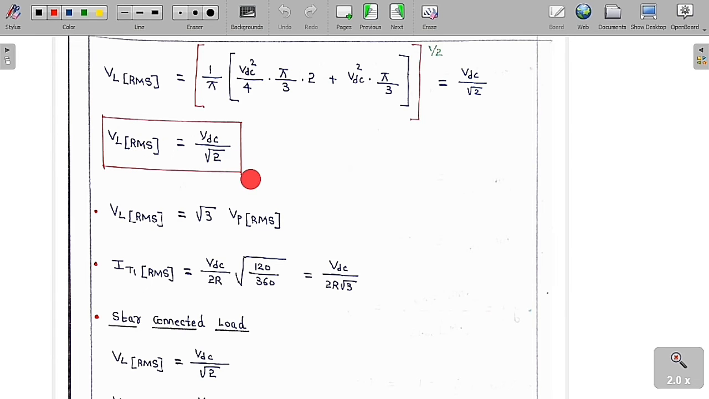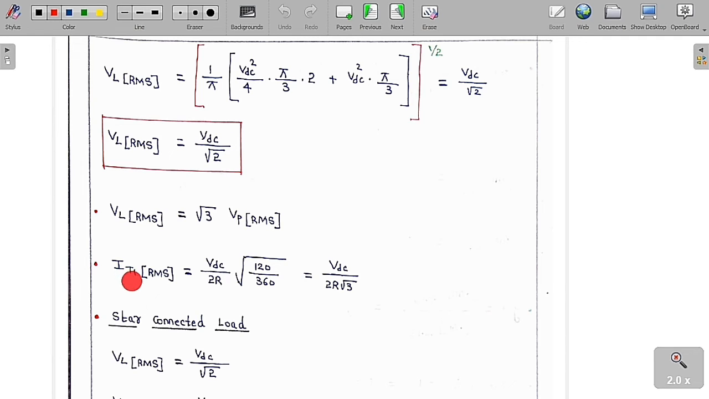This is the thing that you need to remember. If you remember this, you can easily go for the other things also. The line voltage RMS value is equal to VDC by root 2. The line voltage RMS is equal to root 3 into V phase RMS. If you remember this one equation and substitute, we are going to get the phase voltage RMS value also.